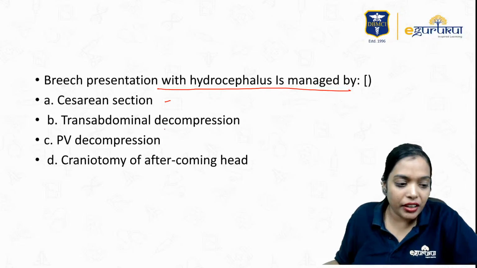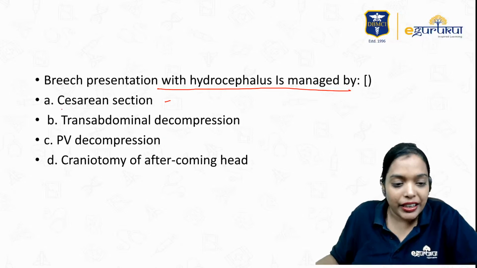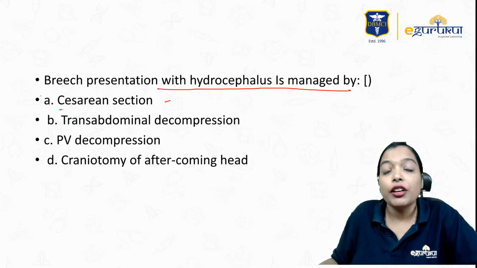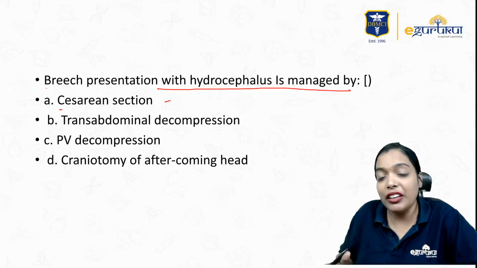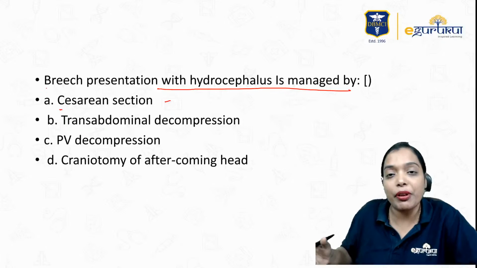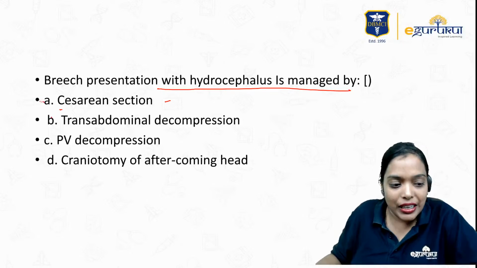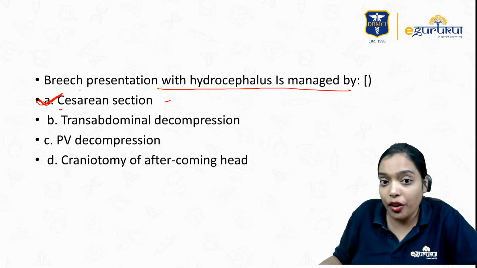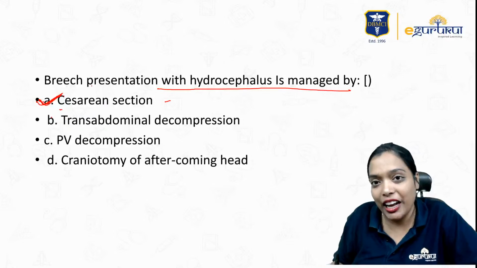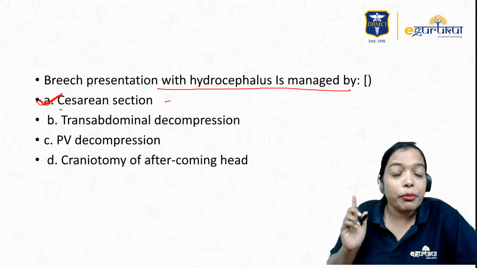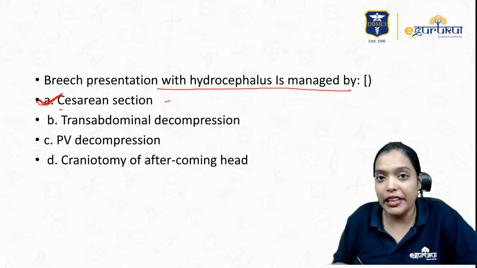Very good, Shweta. Excellent. Whenever you have breech presentation with hydrocephalus, or fetal anomalies which are incompatible with vaginal delivery, you should directly go for Cesarean section. Especially if the baby is alive. If the baby is dead, you can do vaginal delivery for this baby. But if the baby is alive, you have to go for Cesarean section.